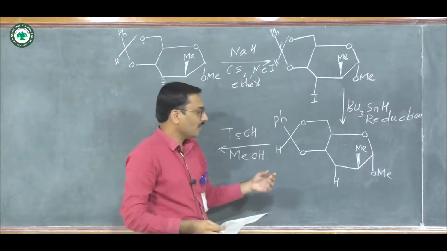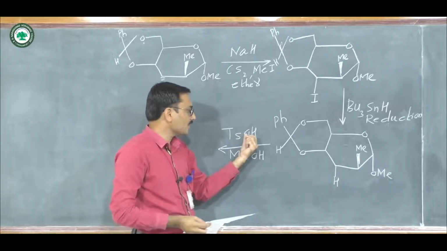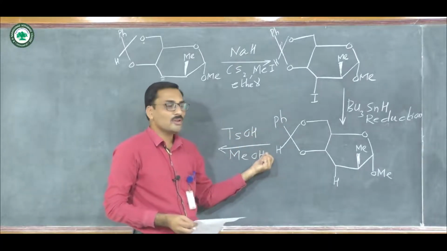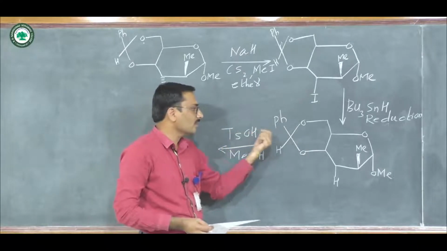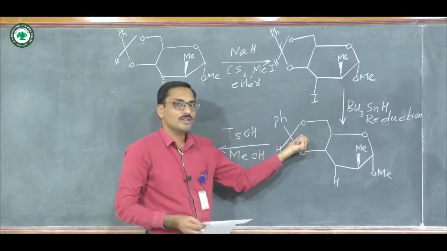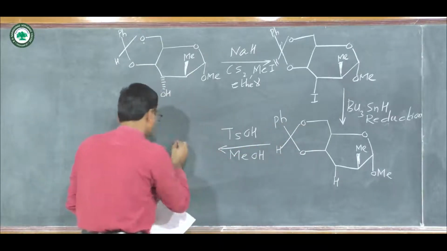Then we allow this intermediate to react with TsOH, that is para-toluenesulfonic acid, in the presence of methanol. So under acidic condition, this ketal, or we can say acetal, undergoes deprotection and there is formation of the diol again.